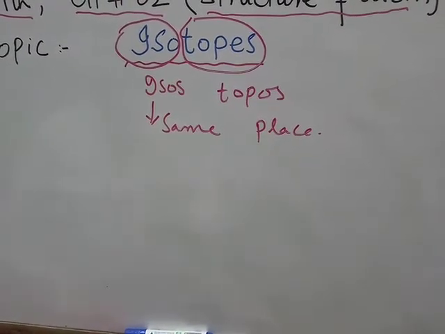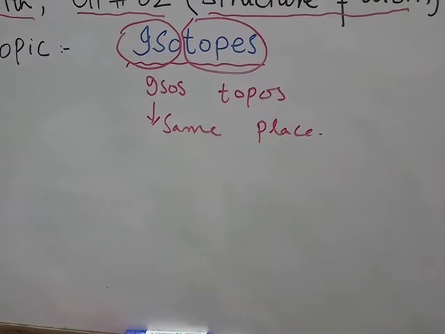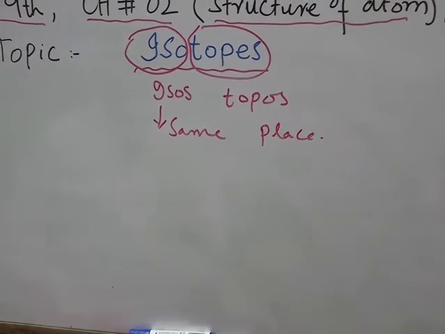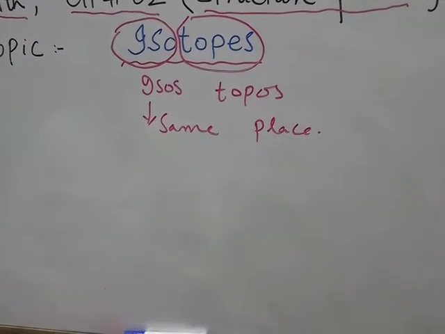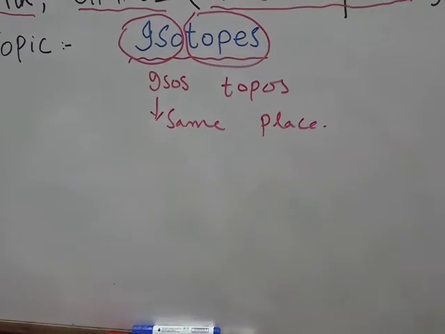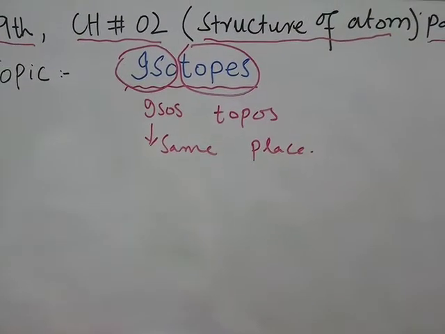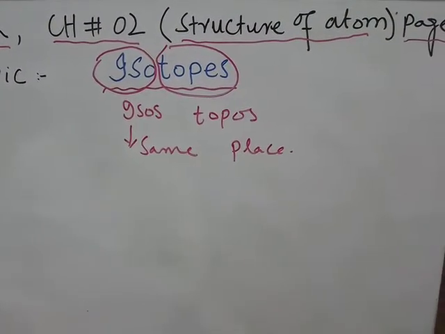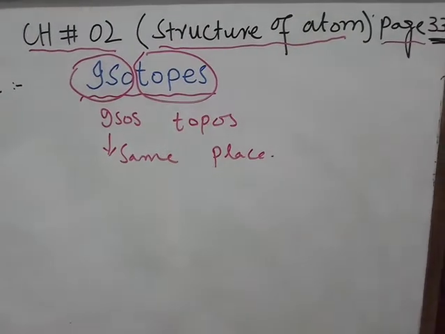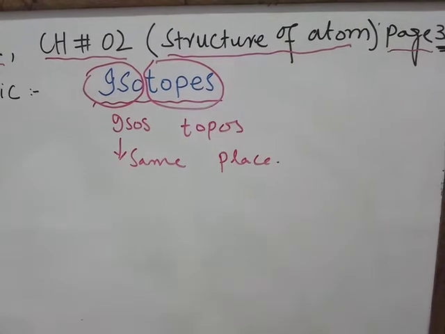Today we are going to discuss the isotopes. Let me define the isotopes first of all. What are isotopes? Isotopes are the atoms of the same element which have the same atomic number but different mass numbers. Such atoms are said to be the isotopes of each other. The phenomenon is called isotopy.